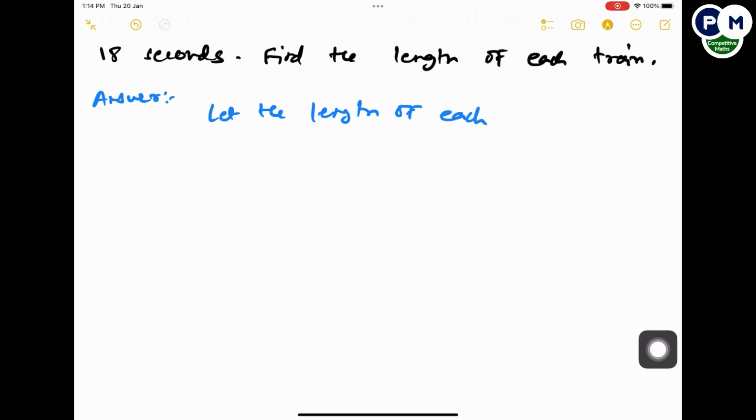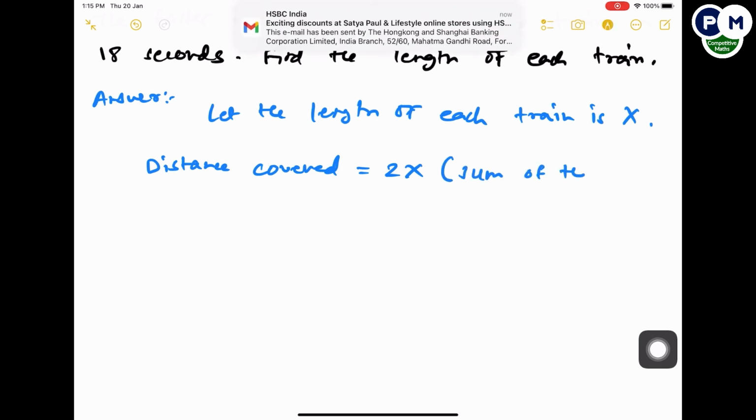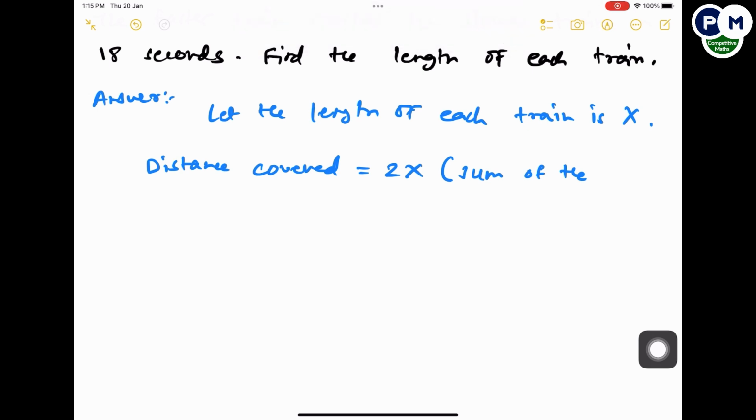Two trains of equal length are moving in the same direction on parallel tracks at speeds of 92 km per hour and 72 km per hour respectively. The faster train crosses the slower train in 18 seconds. Find the length of each train. Here is an answer with explanation.